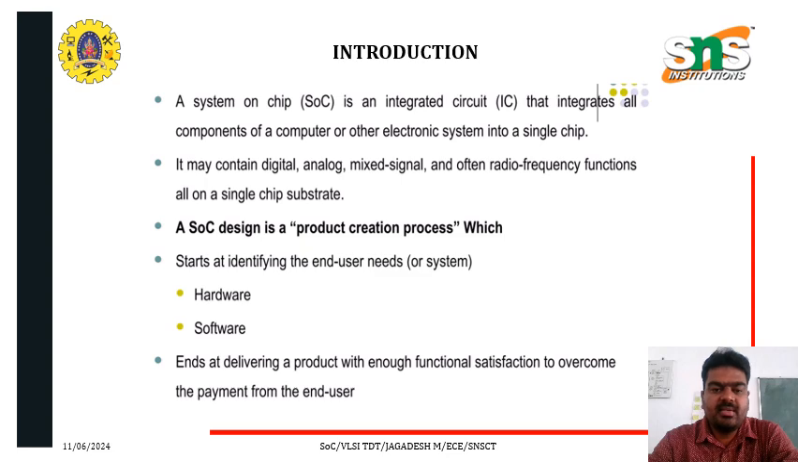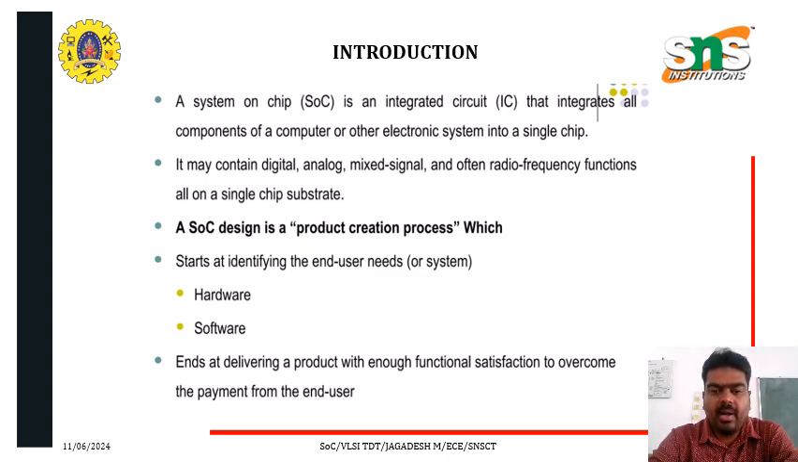So, what is System on Chip? From the name itself, you can understand that it is a single chip which has a whole system. That's called a system on chip. A system on chip is an integrated circuit, that is an IC, that integrates all components of the computer or other electronic system into a single chip. It may contain digital, analog, mixed signal, and often radio frequency functions, all on a single chip substrate.